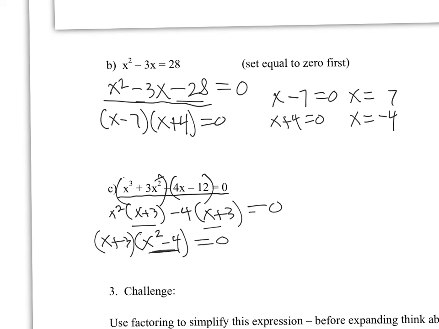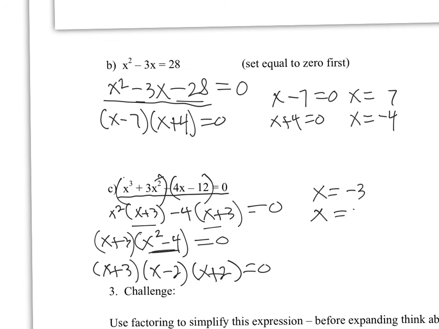But this can be further factored because it's a difference of perfect squares. So here we end up with x plus 3 times x minus 2 times x plus 2, all of which is equal to 0. So our solutions are x is equal to negative 3, x is equal to positive 2, x is equal to negative 2.